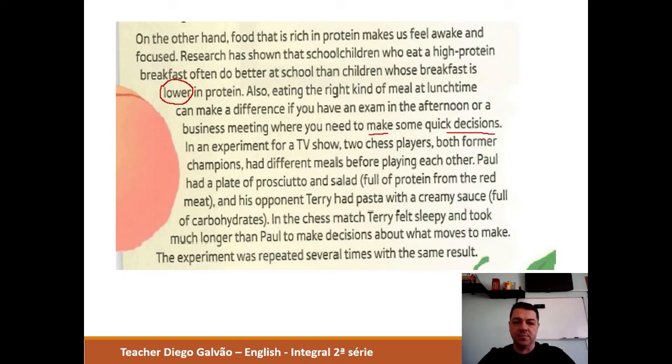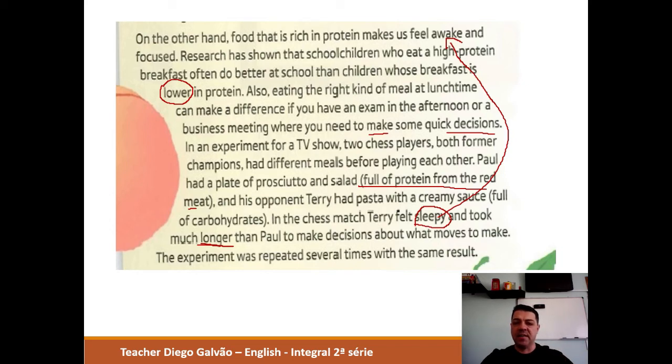In an experiment for a TV show, two chess players, both former champions, had different meals before playing each other. Paul had a plate of prosciutto and salad, full of protein from the red meat. And his opponent, Terry, had pasta with a creamy sauce, full of carbohydrates. In the chess match, Terry felt sleepy. Remember, sleepy is the opposite of awake. And he took much longer, another comparative, than Paul to make decisions about what moves to make. The experiment was repeated several times with the same result.